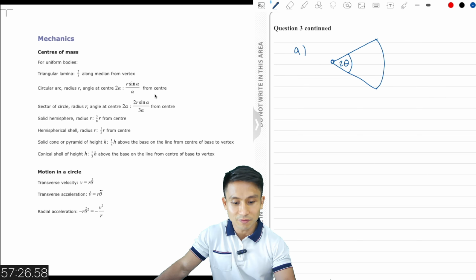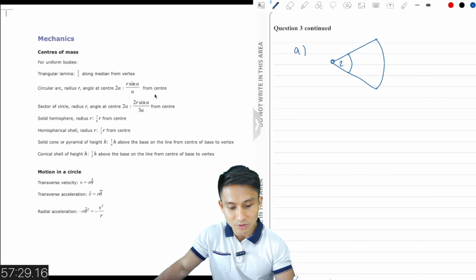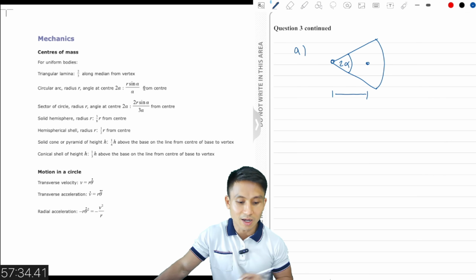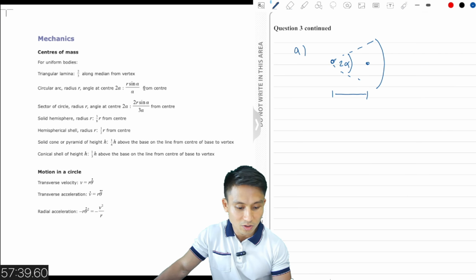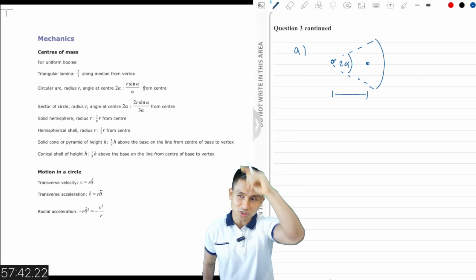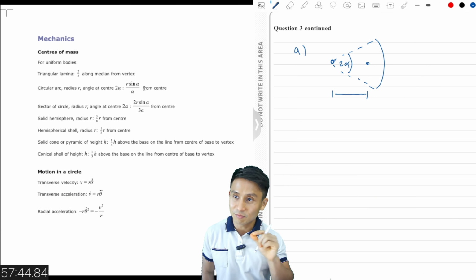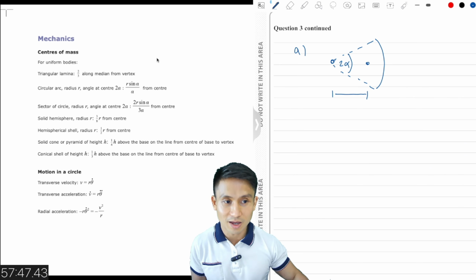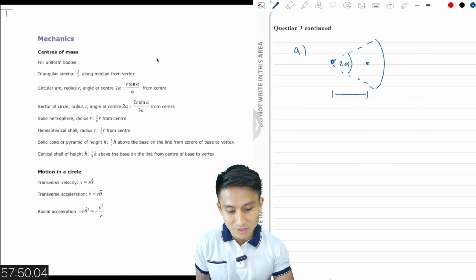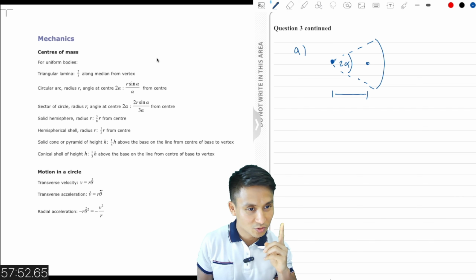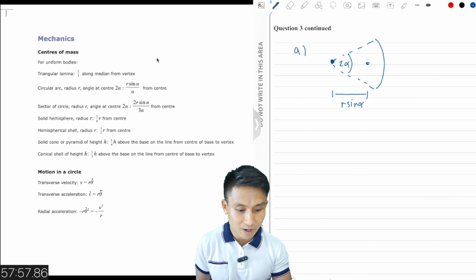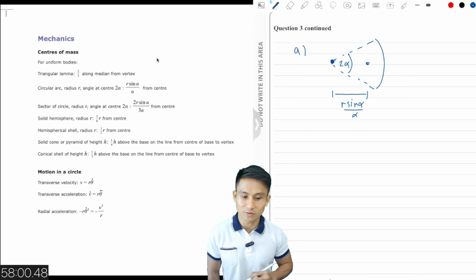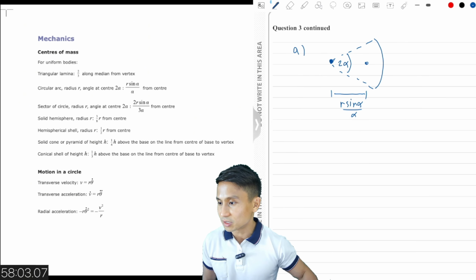So if that is angle 2 alpha, it has to be 2 alpha here. And then it's going to be the distance from the center of the circle to the center of mass of the circular arc. It's just the arc, so this needs to be dotted to not confuse which one is actually the shape. Imagine a thin wire bent into a circular arc like that. So the distance from the center of the circle to the center of mass would be r sine alpha over alpha. Okay. So how are we going to use that in the question? Let's get back to the question.